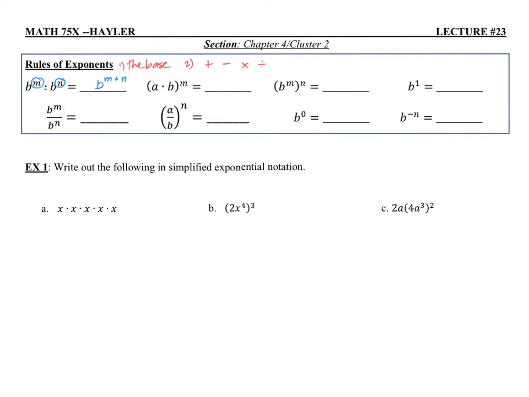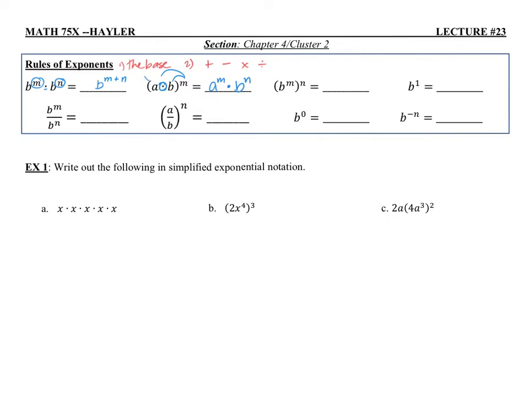is called the distribution rule for exponents. If you have this multiplication symbol, that's a big thing to note. This is not an addition, it's multiplication. If you have the multiplication, you can distribute the m. So I'll have a to the m times b to the m.